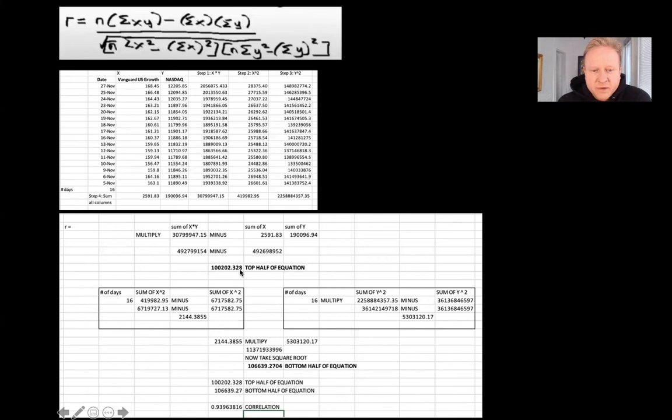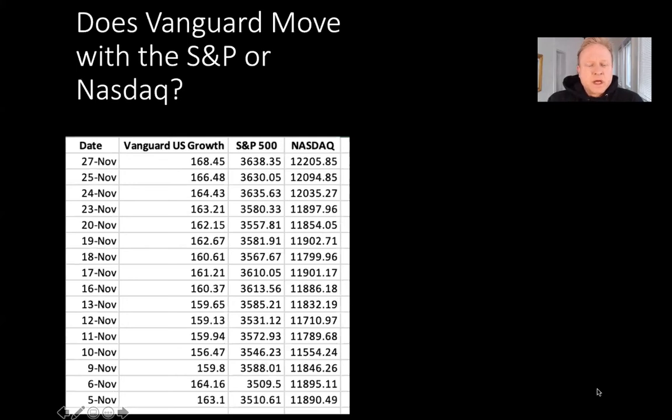So remember, we had the top half up here, bottom half here, and we'll just put them together. So we'll bring it down here, bring this one down here, and we divide them, and you come up with 0.93. So what that means is that the Vanguard US Growth Fund is 93% correlated to the Nasdaq, or you could say 93% of its movement can be explained, or it moves step by step with the Nasdaq. So that's how we do it by hand. And again, we'll be doing it again, looking at the spreadsheet in Excel.